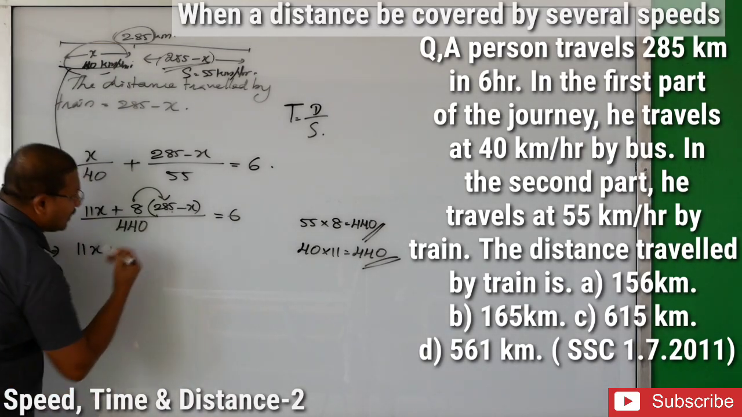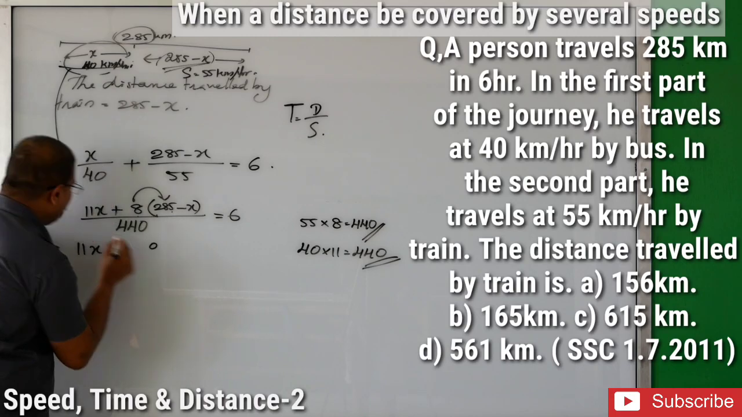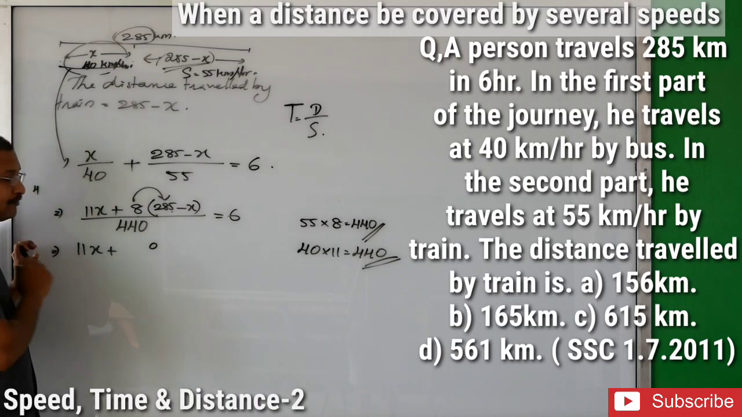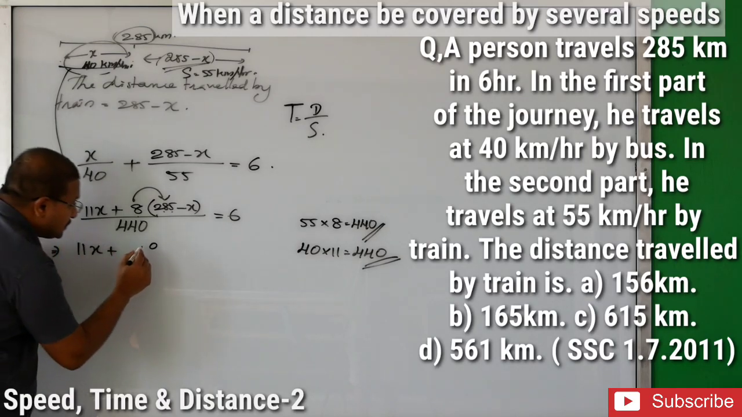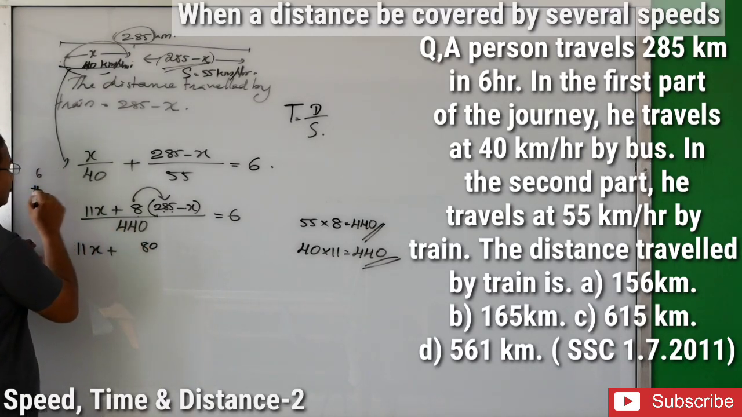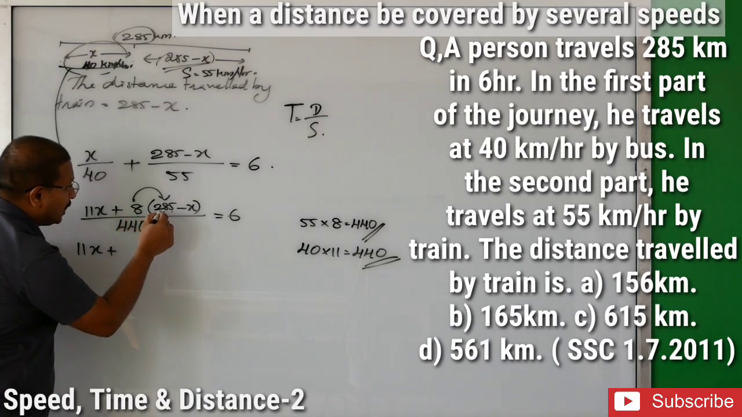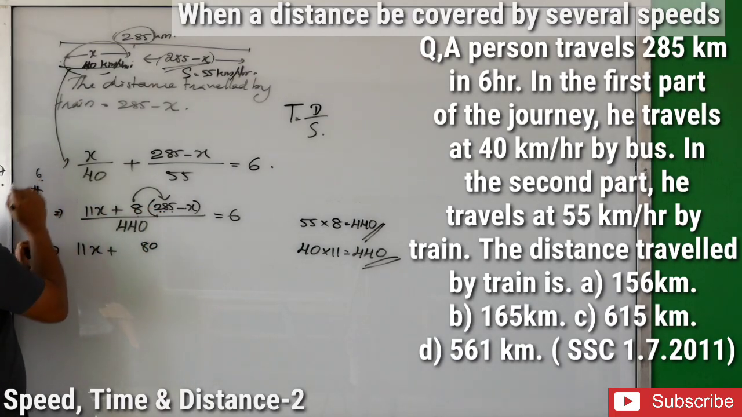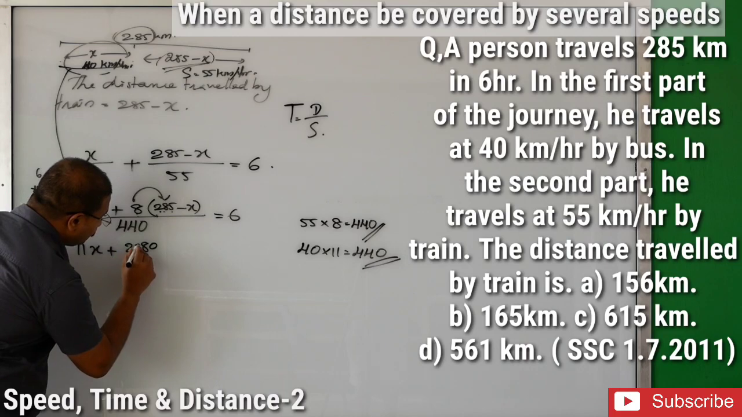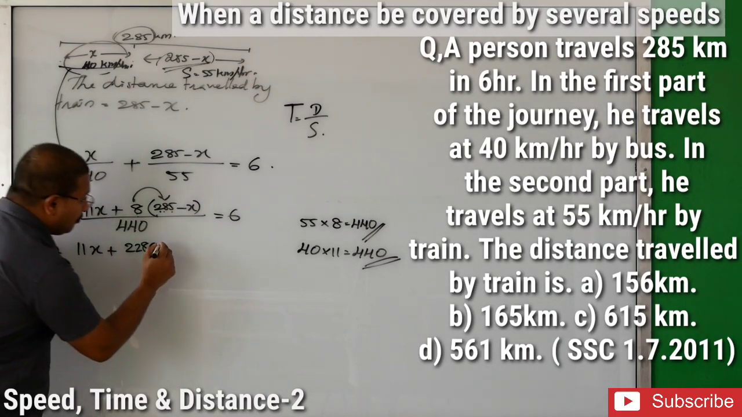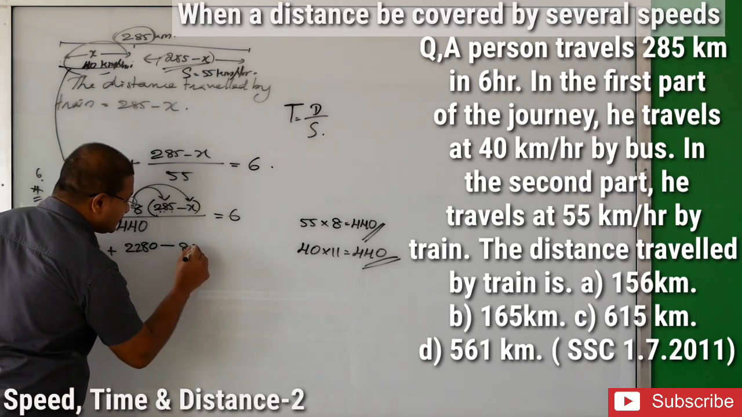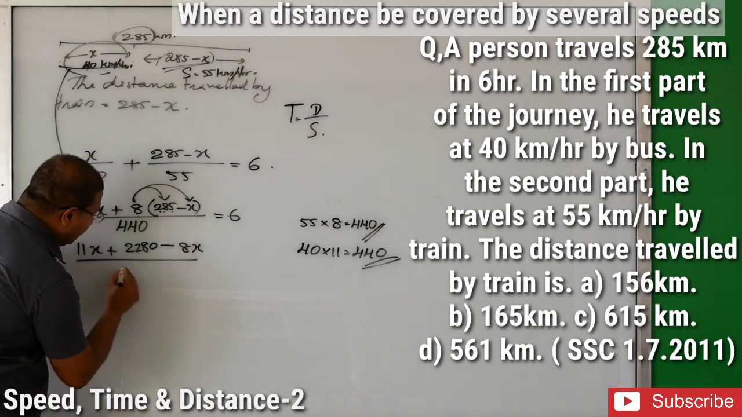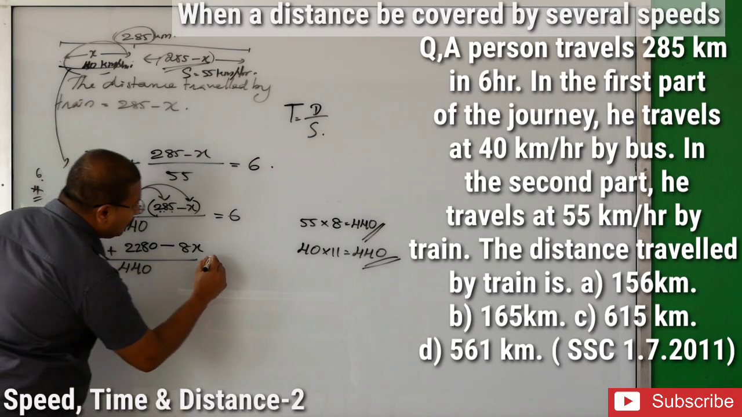See, 8 5s are 40. 0, 4 in hand. After that, 8 8s are 64. 64 plus 4, 68, 6 in hand. Ready? Now, 8 2s are 16. 16 plus 6, 22. This way we can do it easily. Okay? Minus 8 into x, that is 8x, divided by 440 equals 6.